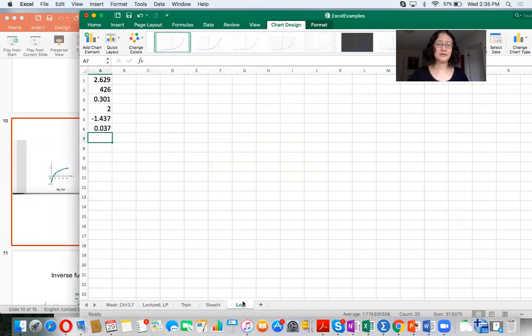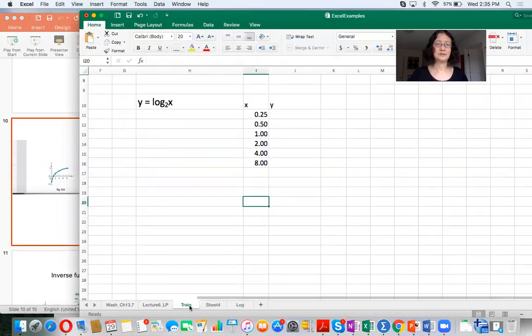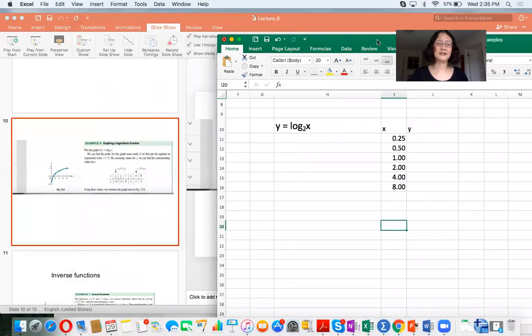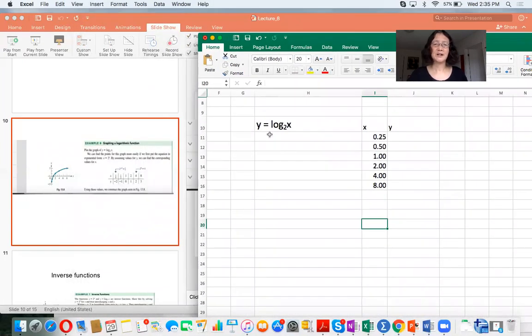Logarithm functions. Okay, see, this is this question. Graph y equal to log base 2 of x. So take some value for x. I just directly type in those numbers, okay?